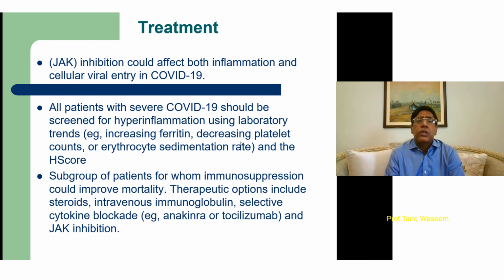This has been used. All patients with severe COVID-19, of course, should be screened for hyperinflammation using the laboratory parameters we described: HLH, ferritin, decreased platelets, raised ESR, decreased fibrinogen, and all this. The H score would be helpful in predicting their mortality. And the subgroup of patients where immunosuppression could improve outcomes should be put on those therapies.